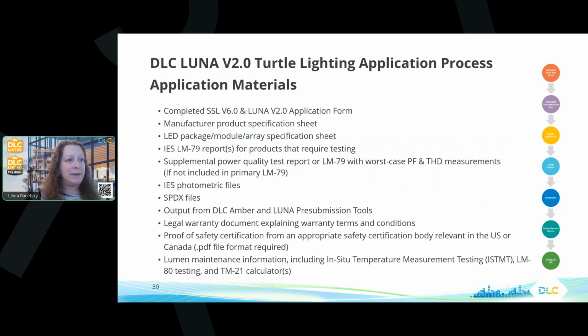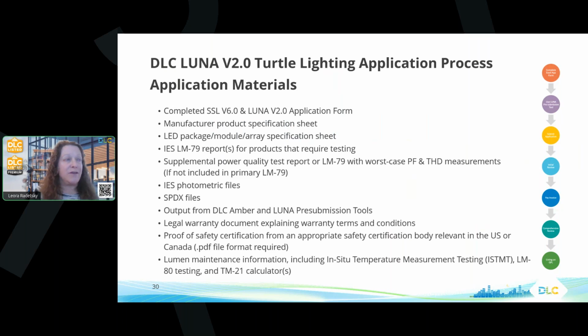And then finally, if we look at the application materials themselves, you will see a summary of all the things you will need to submit as part of your application form. You're going to have to give us an SSL version 6.0 and Luna version 2.0 application form. This has specific columns in it for Luna that you will fill in, and obviously PUD types for turtle lighting. You're going to want to submit a specification sheet.